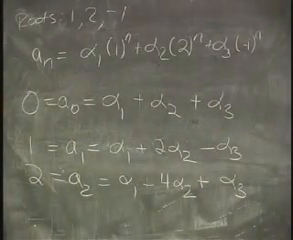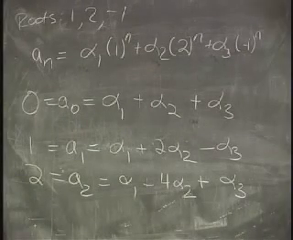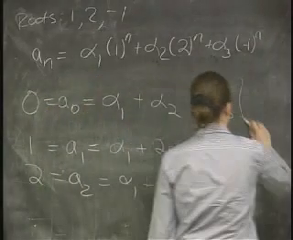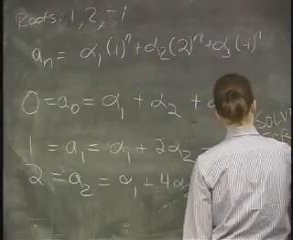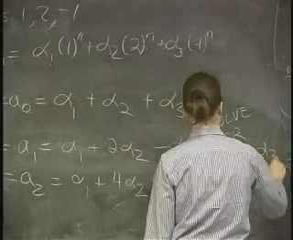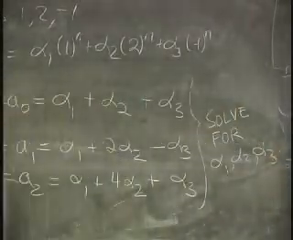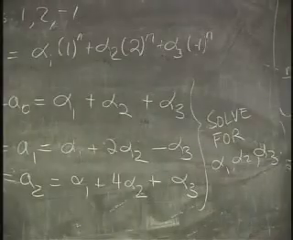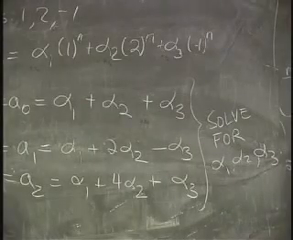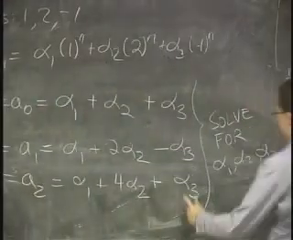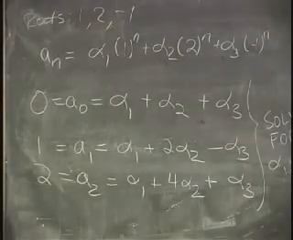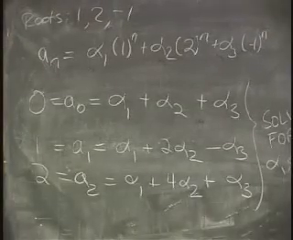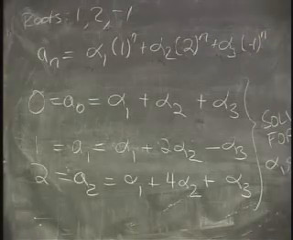Okay, so now I have to solve this system of linear equations, and I can do Gaussian elimination. Let's simplify this. Subtracting the first from the third gives us what alpha 2 is. In fact, you don't have to use Gaussian elimination. You can use whatever your favorite method is.